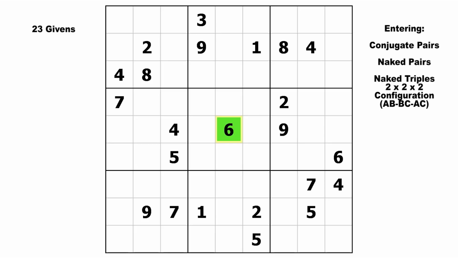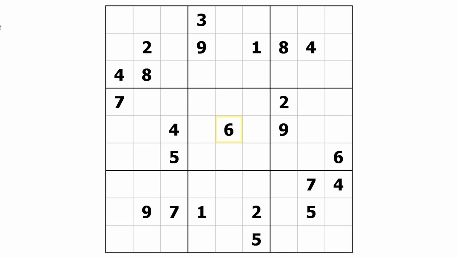All right, here we go. So let's just cycle through the numbers and see what happens. So we've got a 1 up here in column 6 and a 1 over here in column 4, so we can put a 1 into these two cells. That is a conjugate pair. Now let's go to 2.